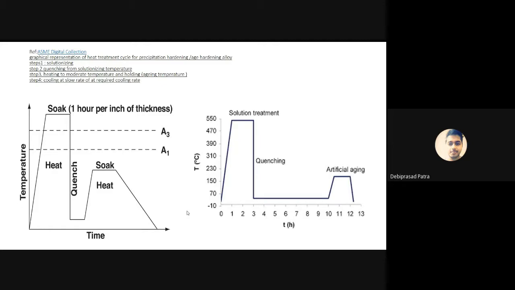Yes, sir. In which topic have you studied apart from physical metallurgy? Sir, you only taught in physical metallurgy, no? Okay, fine. Very good. You have remembered that.